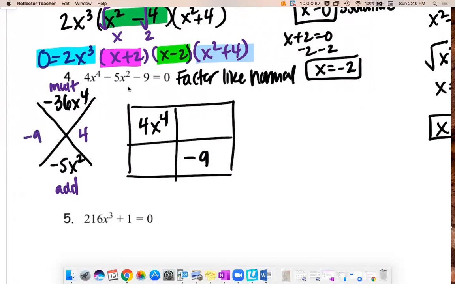And then these have to be x squared so that when I do x squared times x squared, I get x to the 4th. Negative 9x squared plus 4x squared gives us negative 5x squared. So then I put both of those in the box over here. And then I factor things out.